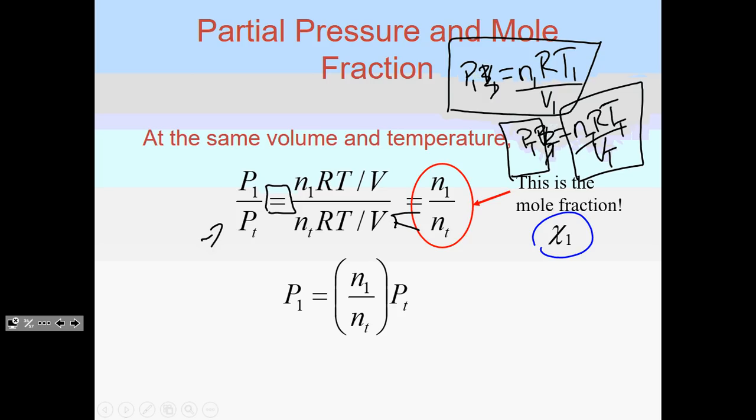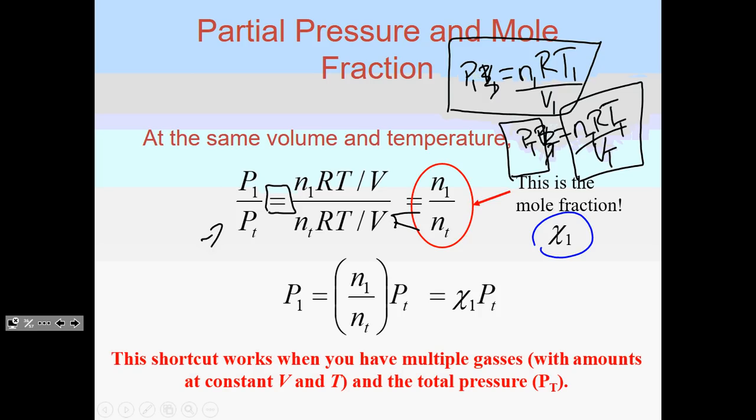So if I know my amounts of my gases and I can calculate their moles and I know the total pressure, I've got a simple relationship from the total pressure to the partial pressures using this mole ratio. So I can go from literally what would be multiple PV equals nRT calculations down to 1. Now the trick is P1 is going to equal then the mole ratio, chi1 times the total pressure. If I knew the moles and I knew the total pressure, I could easily calculate the partial pressure. This is a shortcut that you will use whenever you see you have multiple gases with amounts at constant volume and temperature, and they're giving you the total pressure.